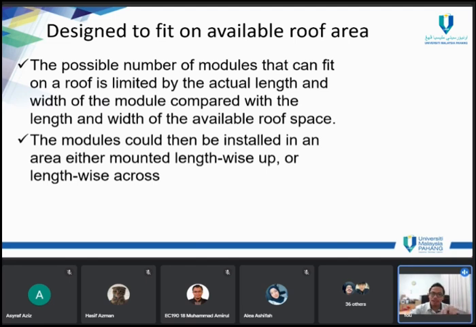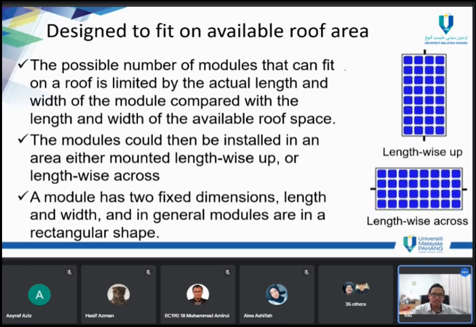So the modules could then be installed in an area either mounted lengthwise up or lengthwise across. So this is what we call the lengthwise up, and this is the lengthwise across. These two arrangements are defined by SEDA, so we are just following what they say. A module has two fixed dimensions, length and width, and in most cases modules are rectangular. But it can be between these two arrangements.